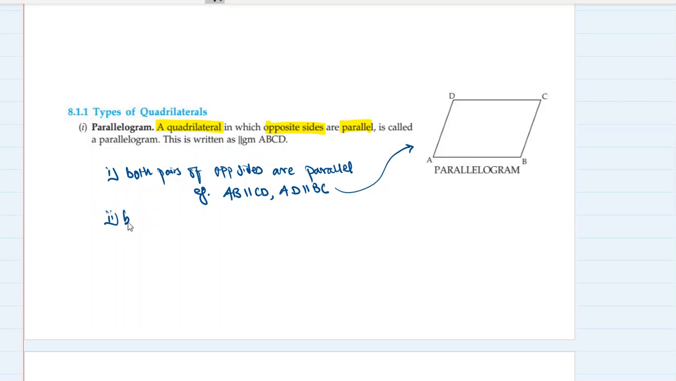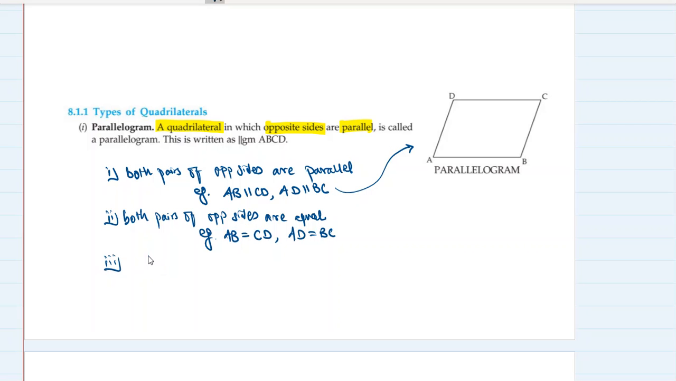Next, both pairs of opposite sides, I hope you're noting it down, are equal. For example, AB is equal to CD and AD is equal to BC.